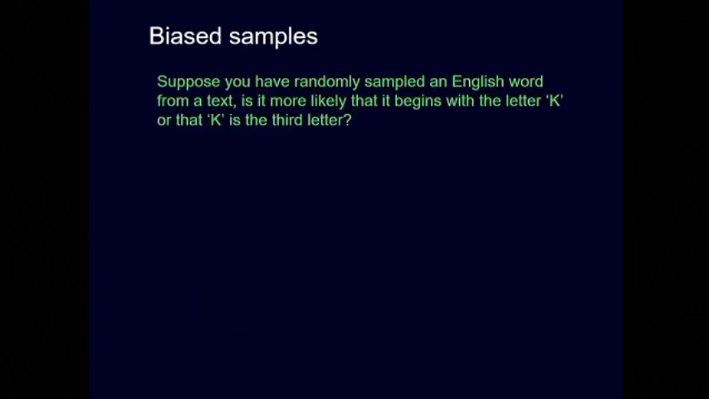So here's a little example. Suppose you took a book, say a novel, a big one, and randomly selected a word from it. What do you think is more likely? That you get a word beginning with the letter K, or a word that has K as the third letter? Just have a think about that for a minute. It's a randomly selected word from a text. Is it more likely to start with K or have K as the third letter?